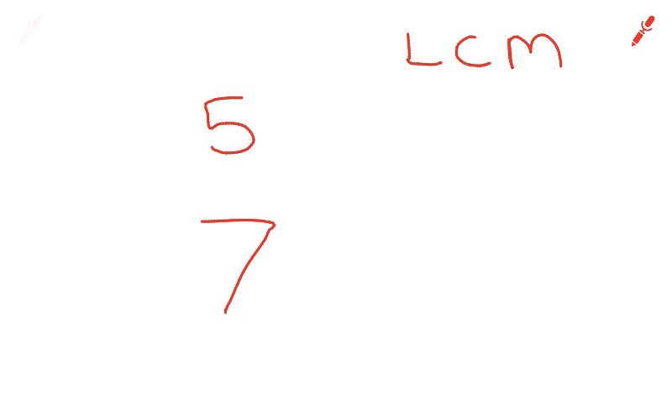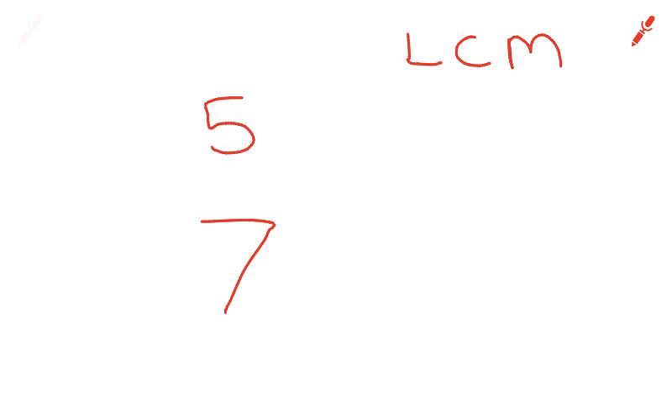Let's try the next one. 2b. It gives us 5 and 7. Go ahead and write down what you think your LCM would be. This is a little harder. It's going to be a lot bigger of a number.